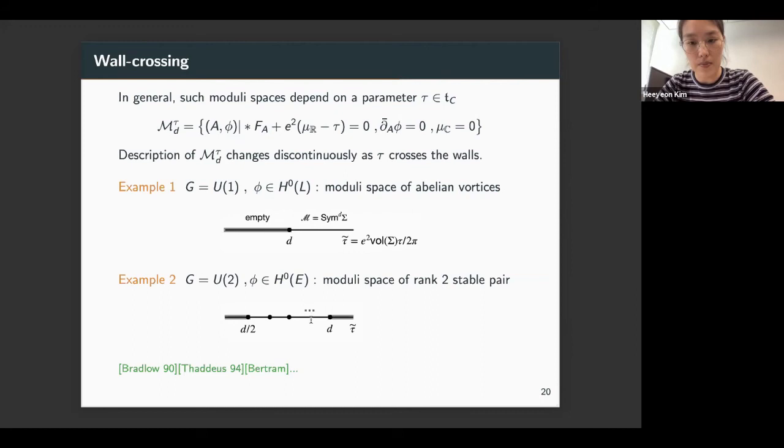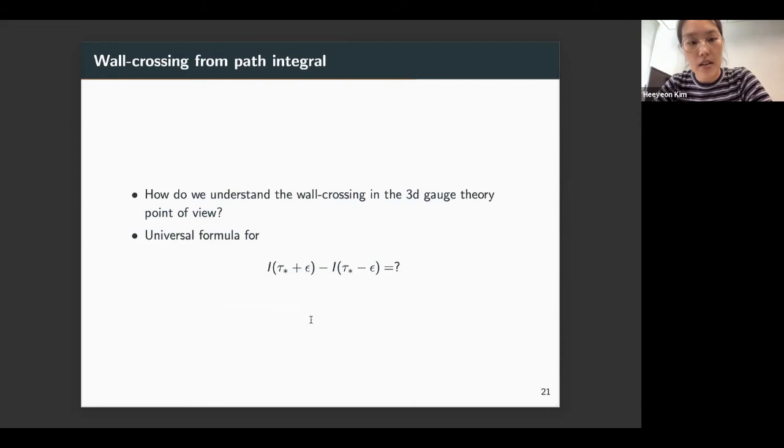So the question that I would like to ask here is, how do we understand the wall crossing from the 3D gauge theory point of view, especially from the point of view of the path integral? And is there any universal formula that determines the wall crossing in the space of taus?